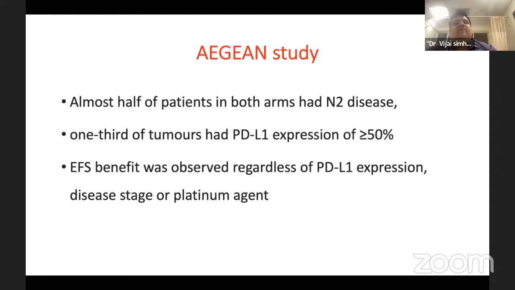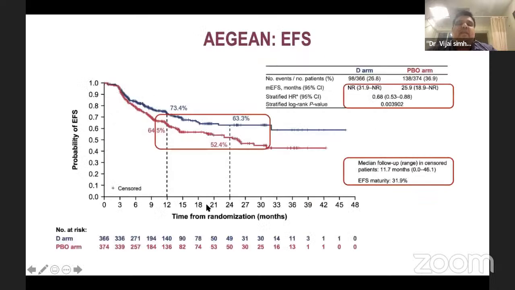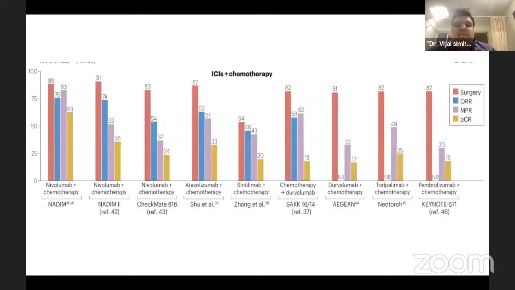The AGN study was the most recent study where almost half of the patients had N2 disease and 1/3 of the patients had PDL1 expression more than 50%, and the event-free survival was observed regardless of the PDL1 expression or the disease stage or the use of a platinum agent. So this is the event-free survival curve of the AGN study, where with durvalumab the event-free survival median is not reached versus 25.9 months in the placebo arm.